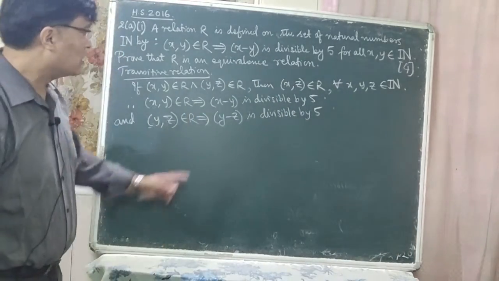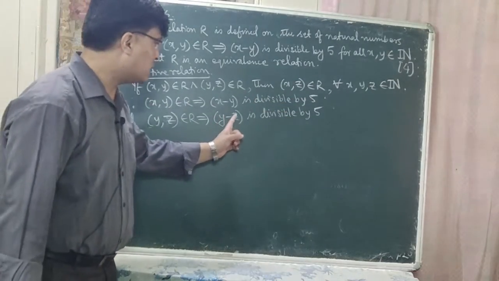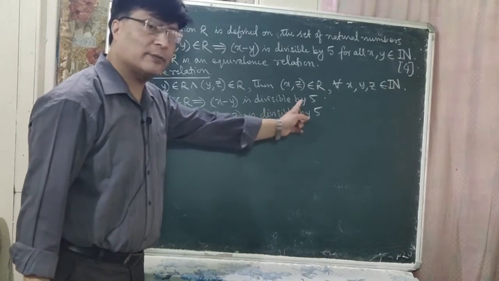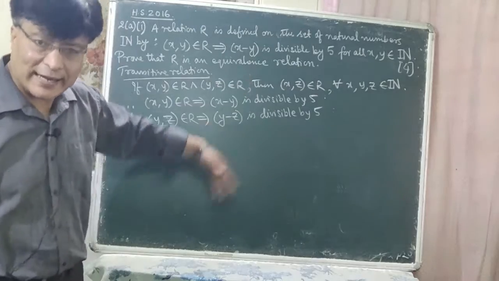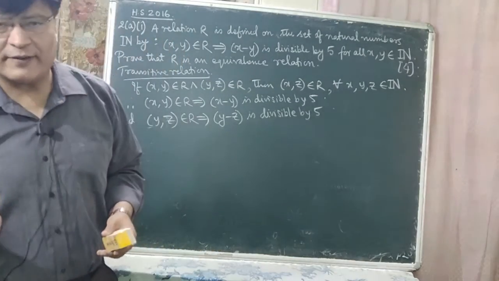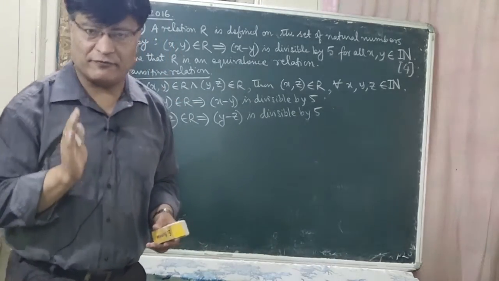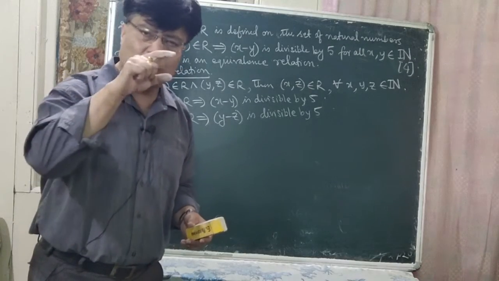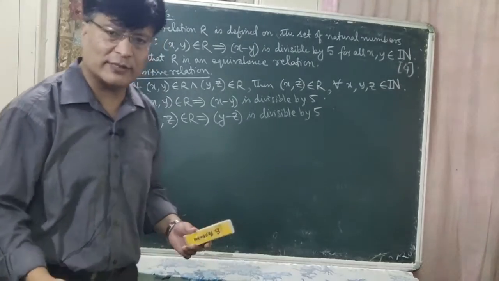So now, since x minus y is divisible by 5 and y minus z is also divisible by 5, their addition is also divisible by 5. You know that 10 is divisible by 5 and 30 is also divisible by 5. So you add 10 and 30, what is that? 40. 40 is also divisible by 5. You know that, isn't it?